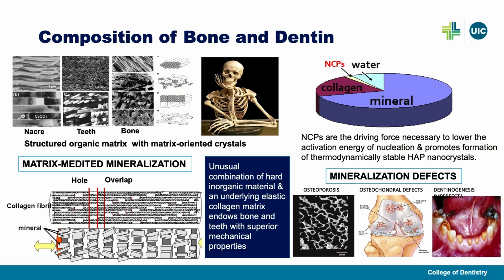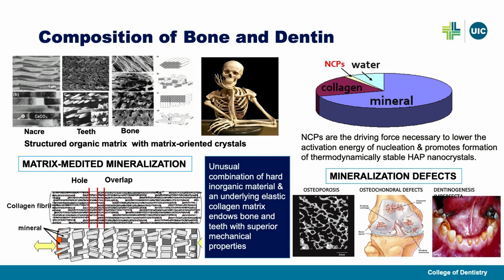If you look at the pie chart, you can see that the composition of bone and dentin, most of it is the mineral, which is calcium phosphate. Then you have water, which is necessary for directing the crystal orientation. And among the protein matrix, collagen forms the predominant protein. And there's a small part in the pie chart called the NCPs. These are the non-collagenous proteins. And it is these proteins that we are interested in because they are the ones that are responsible for hydroxyapatite nanocrystals, which is a calcium phosphate.